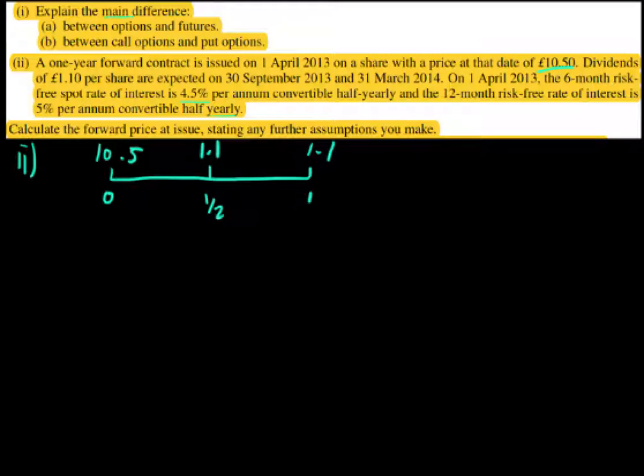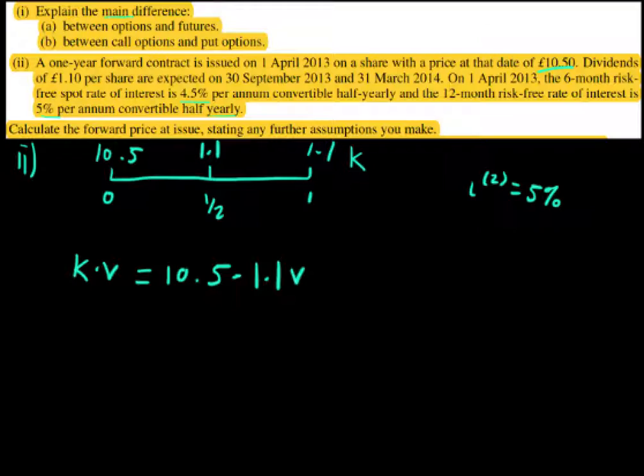Okay, so let's calculate the forward price, and the assumption is that there is no arbitrage. That way we can do a nice little calculation to find out what K is equal to. So let's have a look over here. Let's do K. We're going to be discounting back, and we're going to be using our rate, not exactly 5% because that's convertible half yearly. So i2 is 5%, so we're going to have to figure out what the effective one is. And that's going to be equal to 10.5 minus 1.1, discounted back half a year.